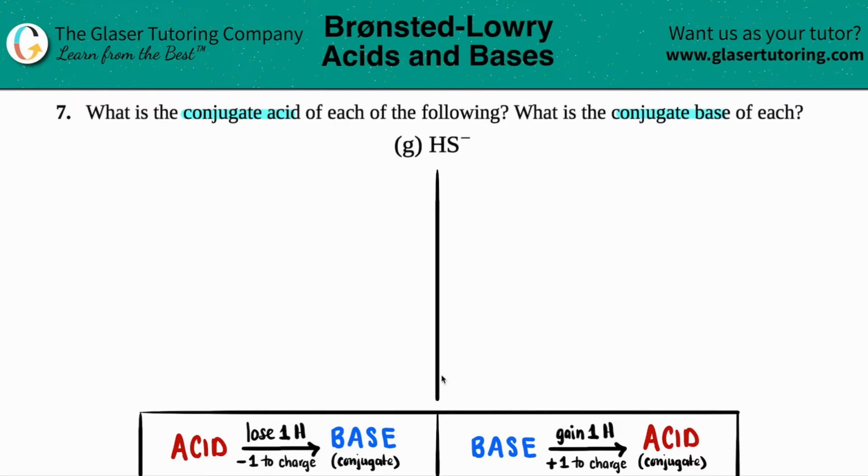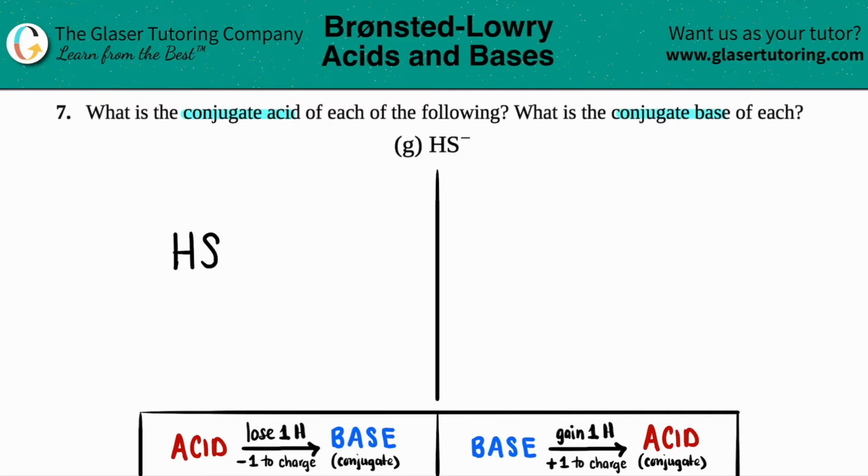And just know that the word conjugate just basically means like a pair. What is being produced from an acid or a base? The conjugate's always going to be on the product side. We'll see that more later. So let's just go for it.